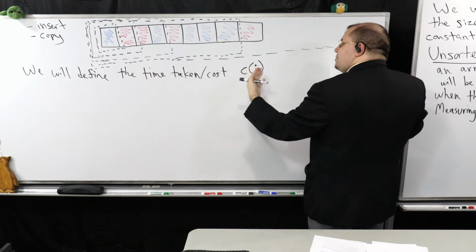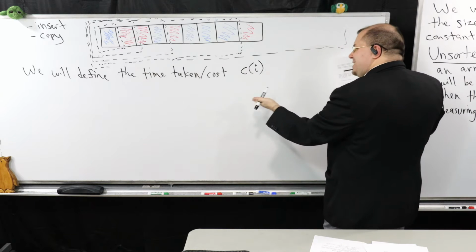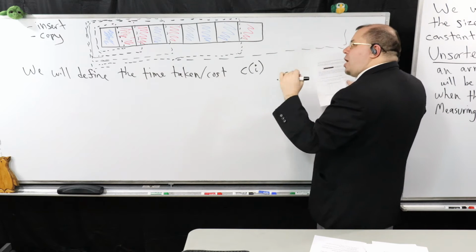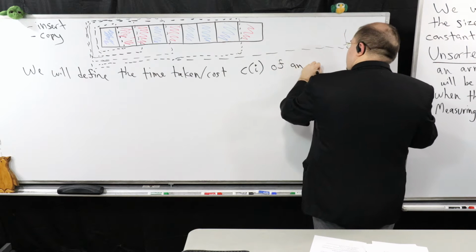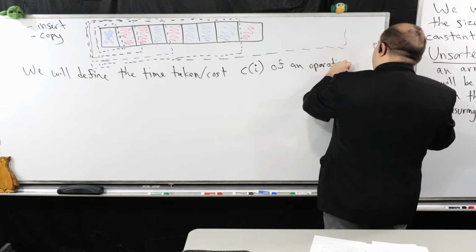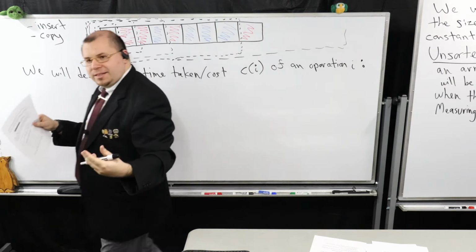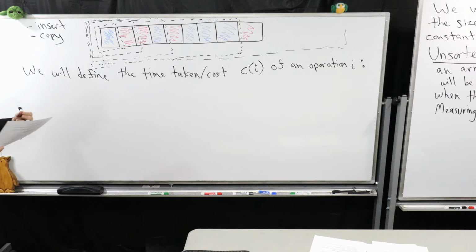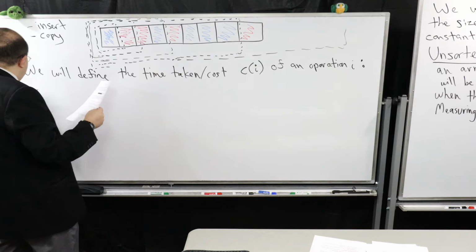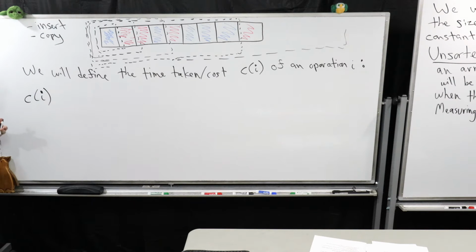So I'm going to call this C. C is going to be the cost. So it's a cost function, where I is going to be the operation: the cost C of I of an operation I. We're going to define this, and it's going to be based on these two types of squares. I'm going to try to create a function that represents the cost of performing each operation I.